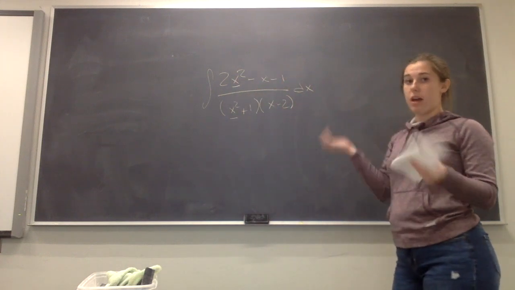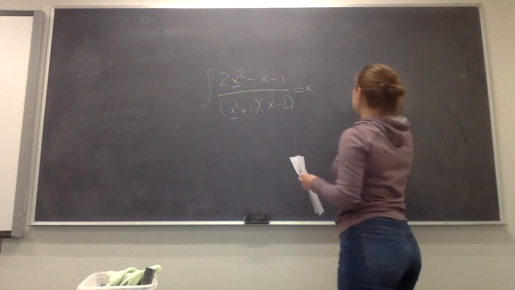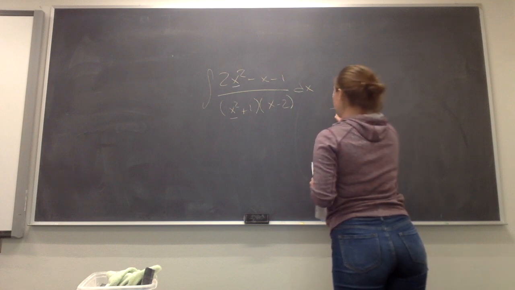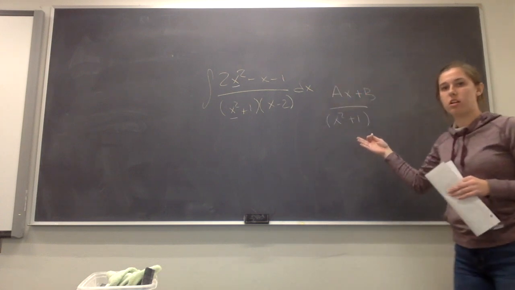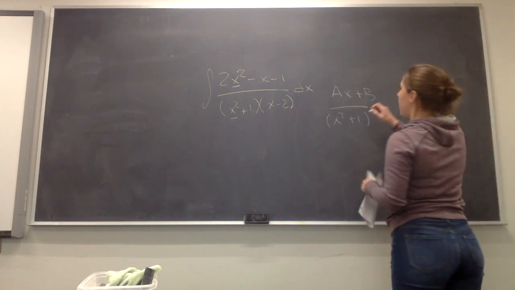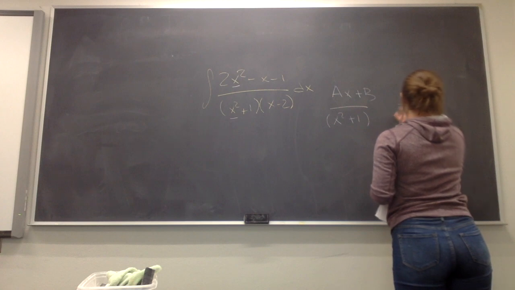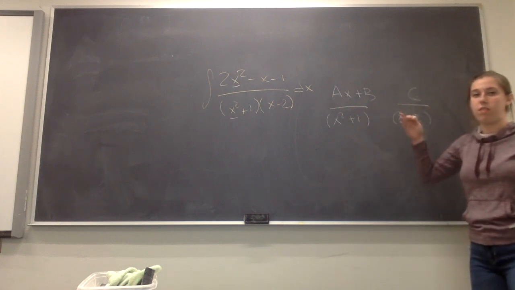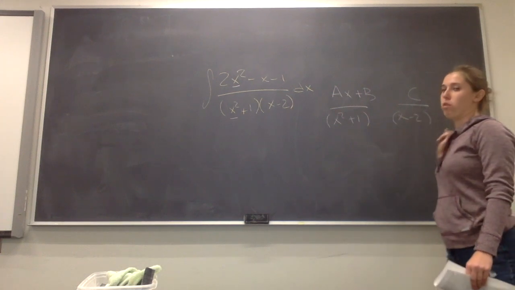So when we make our fractions, instead of it just being a over a fraction, we're going to have ax plus b over our factored polynomial. And then for the next one, we're going to have a c over our other one, since we're just going down the line of the alphabet as we add more fractions.